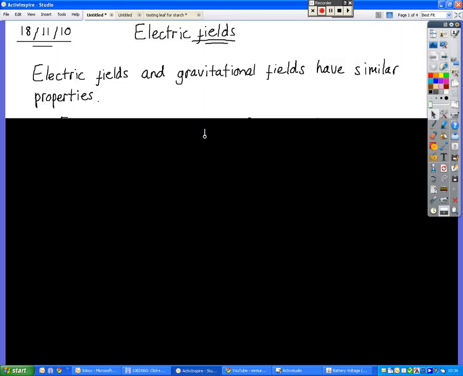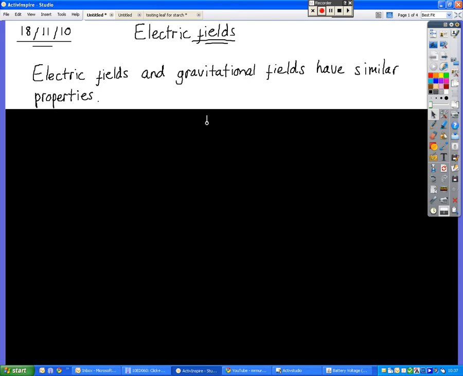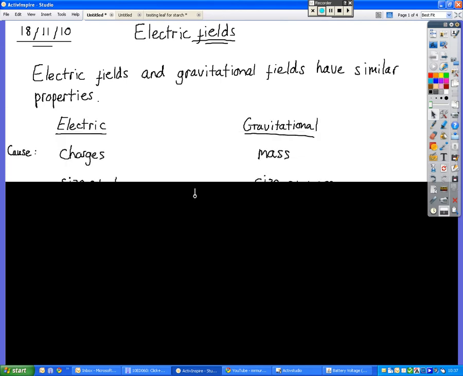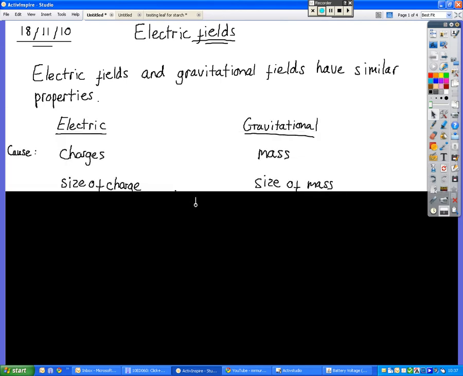Okay, a summary on electric fields for today. So as we started out, we have electric fields and gravitational fields. We're relating this to gravitational fields because we understand gravitational fields quite well. Now, electric fields and gravitational fields have similar properties. So we took both of those in turn and listed the similarities that they have.